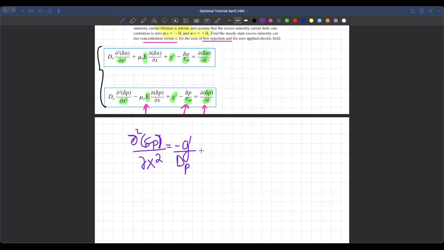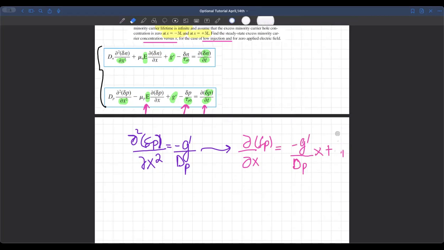Now it's a differential equation, and you are really good at solving those. If I integrate it once, I will be left with the partial of delta p with respect to x equal to minus G prime over Dp times x, plus some constant. Let's call it c1, rather than using a, since there's nothing special with a for ampere. Okay.